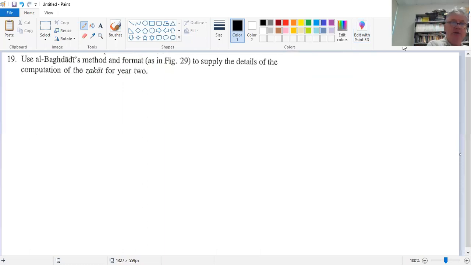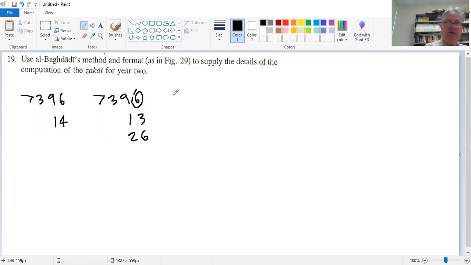Okay, and the last of the book problems. Okay, so we have 7, 3, 9, 6, 14 for our wealth. And so now we're going to reduce 1/40. So we'll start off the bottom here. So if we reduce 1/40 from the 14, that's going to give us 1326. Okay, now working on the 6th, subtract 6/40, and that's going to be 7396.